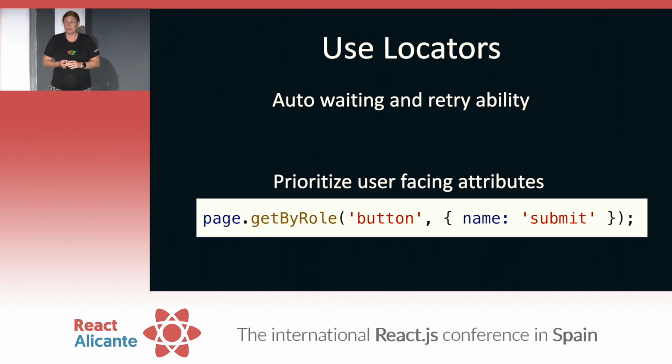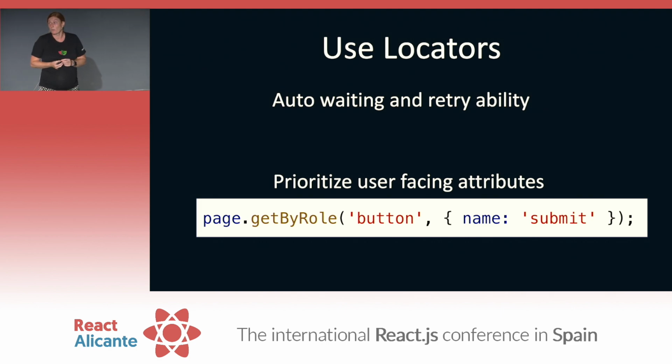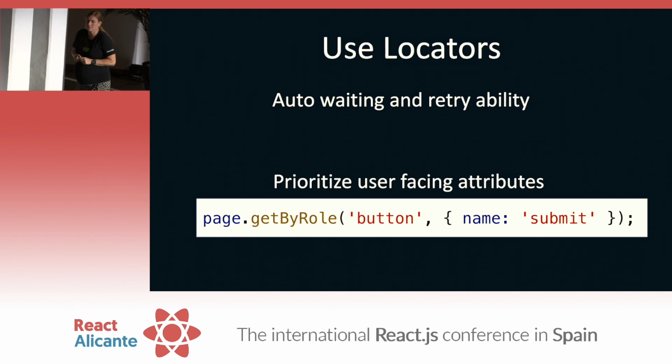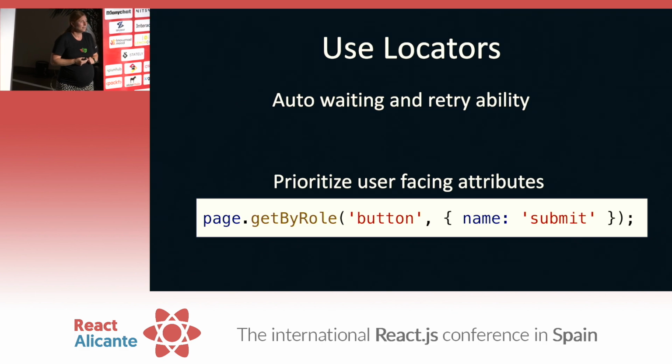Use locators, okay? Really, really important. Playwright locators come with auto-waiting and retriability. So we spoke about that. It's going to wait for that DOM element to be ready on the page. And we worked very closely with Kent C. Dodds. Anyone here previously or is using React Testing Library?